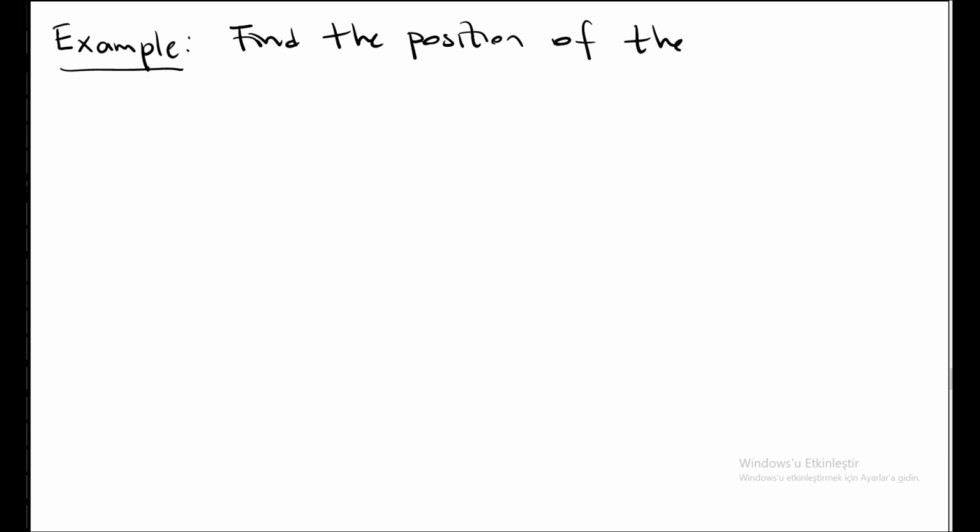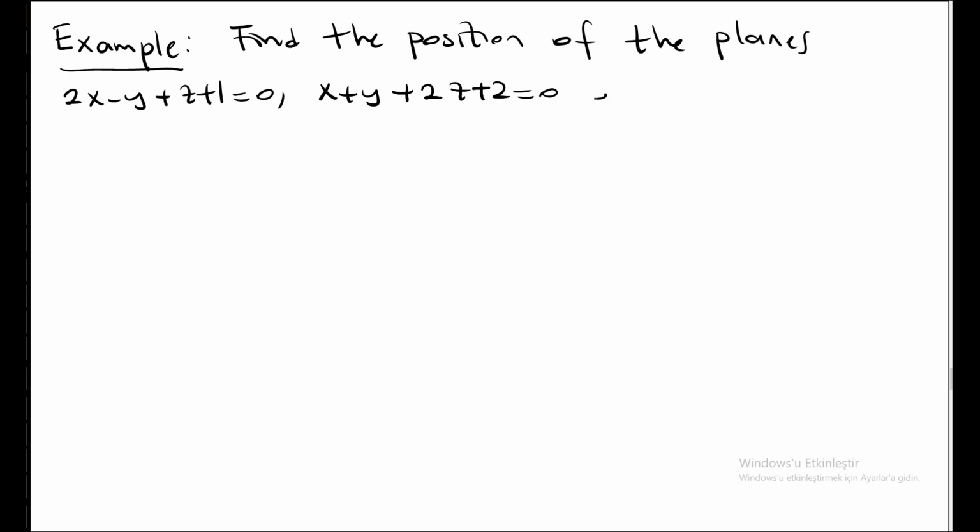Okay, now let me give you examples. The first one. Find the position of the planes. So our planes are this one: 2 times x minus y plus z plus 1 equals 0, x plus y plus 2 times z plus 2 equals 0, and 3 times x plus 2 times y minus z plus 2 equals 0.